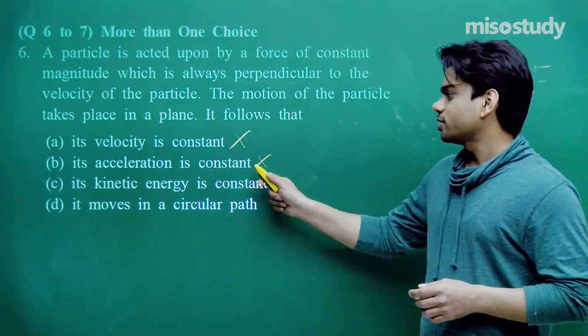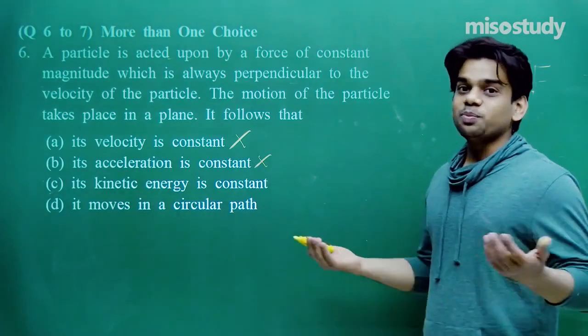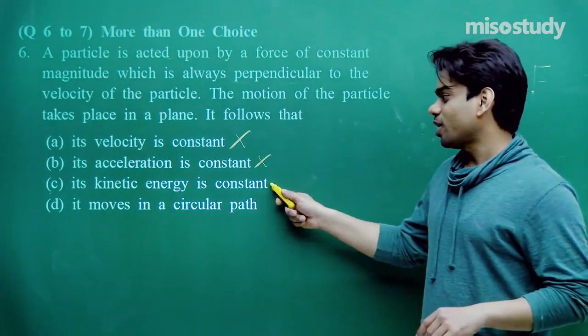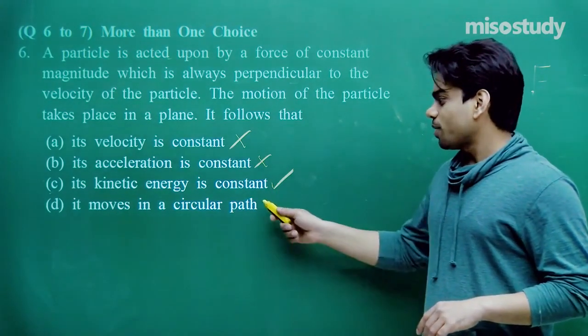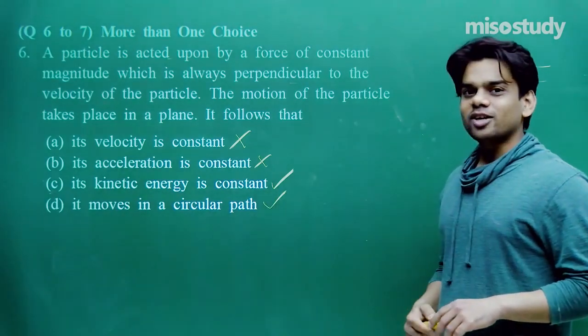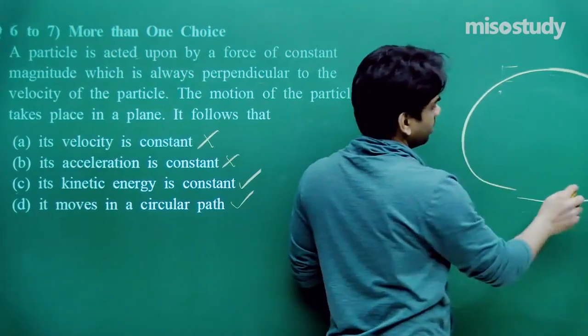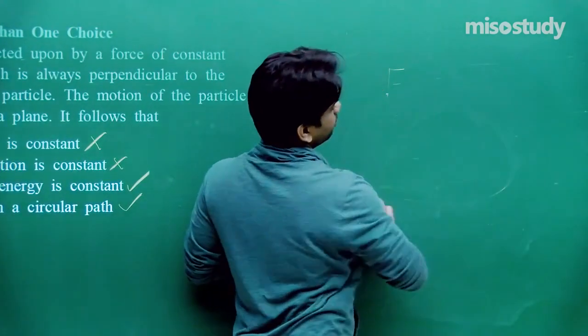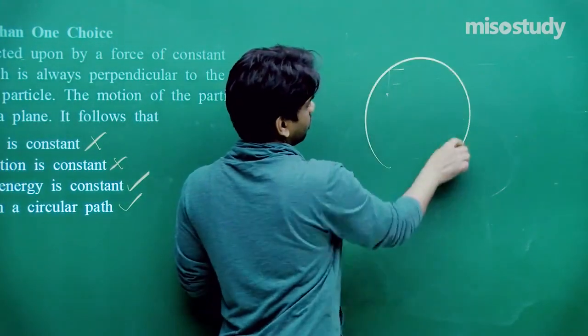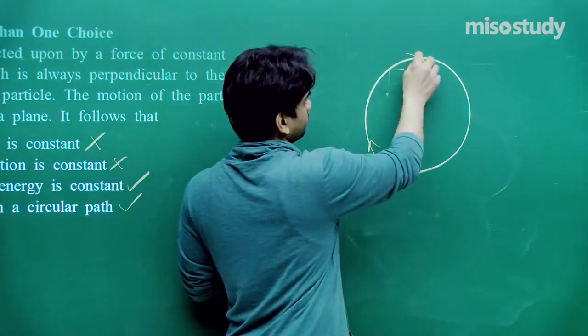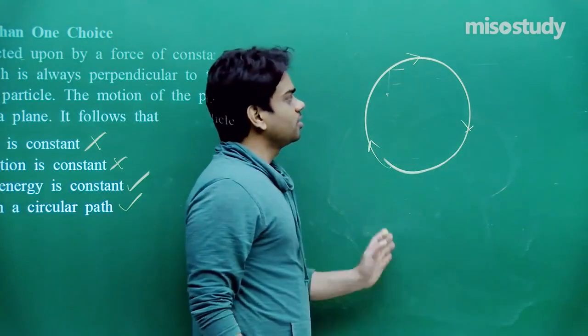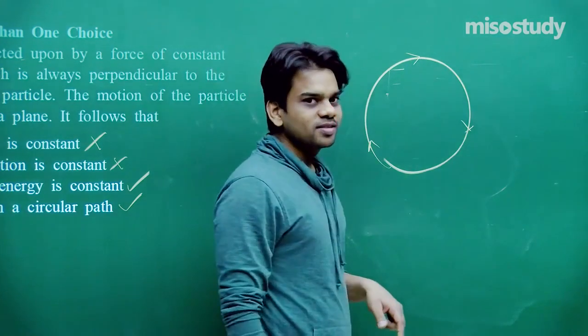This is also incorrect. Its kinetic energy is constant? The speed is constant, I told you, so kinetic energy will be constant. Yes. It moves in a circular path. Yes. So C and D are the right options that I have marked. If you want to understand, this is the path of the particle. It will be moving along a circular path, and here the speed will remain the same.